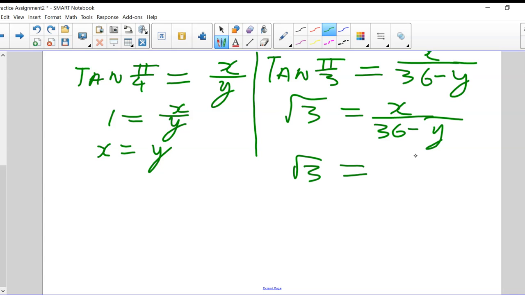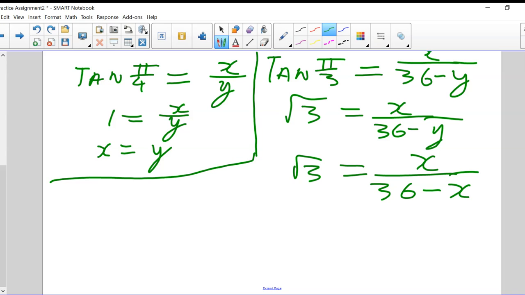So root 3 is equal to x over 36 minus x. I happen to agree with that. It sounds like we might be able to solve this. But we still haven't isolated the x. So we need some more work. Can anybody suggest another step? Root 3 on the left is equal to x over 36 minus x. Multiply both sides by 36 minus x. Okay, okay.